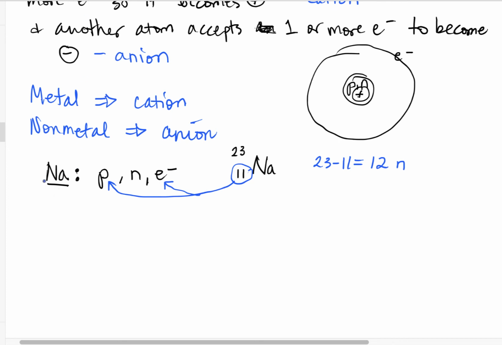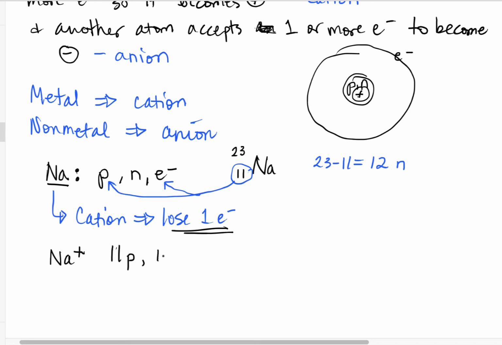So when the sodium becomes a cation, because remember, sodium is a metal, it's going to lose one electron and become sodium plus. It does that because it loses one electron. So sodium plus still has 11 protons and 12 neutrons. It's still sodium-23, 11. It just has one fewer electron. It only has 10 electrons now.